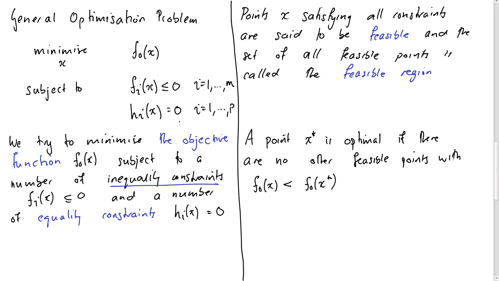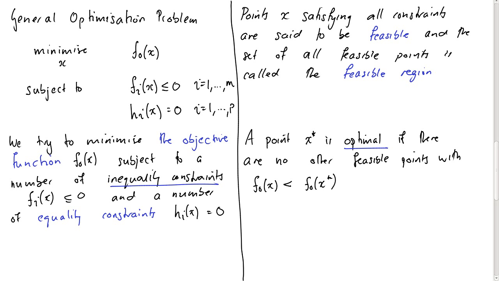Now, often in an optimization problem, finding a point that's feasible is not as trivial as it sounds. Actually finding out what the feasible region is, or finding a point in it, can be quite a significant problem in itself. We'll look at how to solve that problem as part of our linear programming topic. So back to optimality. A point x star is optimal if there are no other feasible points that have a lower objective value. That's a general optimization problem, and all this terminology holds true for all optimization problems.